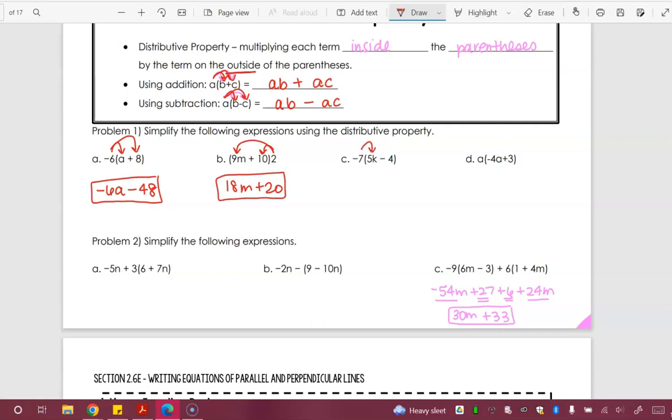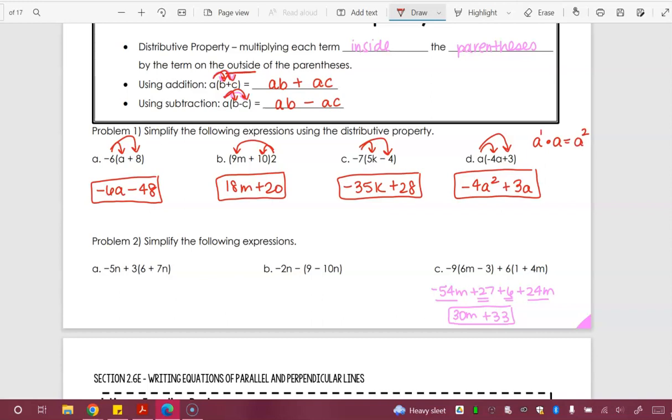Let's do it again. Negative 7 times 5k is negative 35k. The variable comes along. Negative 7 times negative 4 is a positive 28. And then let's try this one. A times negative 4a is negative 4a squared. A times 3 is 3a. So really important, a variable times itself is a squared. We add those exponents. That's how I get the 2.